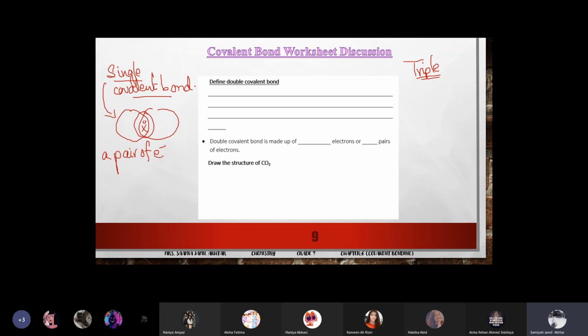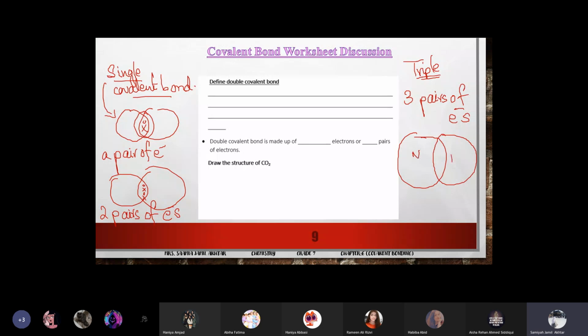A double covalent bond is like this: each atom shares two electrons with the other, which means they share two pairs of electrons. In a triple covalent bond they share three pairs of electrons, like we made the structure of nitrogen. In nitrogen, each nitrogen shares three electrons, so three pairs of electrons. So double covalent bond, we'll define it as a covalent bond.